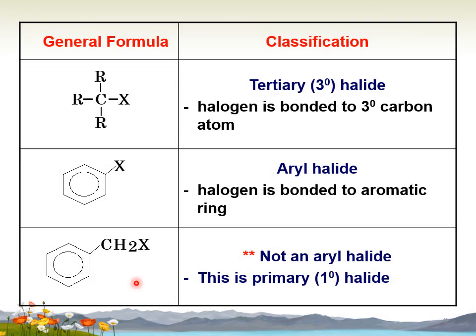Let's look at the fourth compound here. The carbon atom in the middle is attached to 3 Rs, so it is a tertiary carbon, making this compound a tertiary halide because the halogen is bonded to the tertiary carbon. The fifth compound here is called an aryl halide because the halogen is bonded to the aromatic ring. But for the last compound here, the X is actually attached to a primary carbon. So it is a primary halide, not an aryl halide.